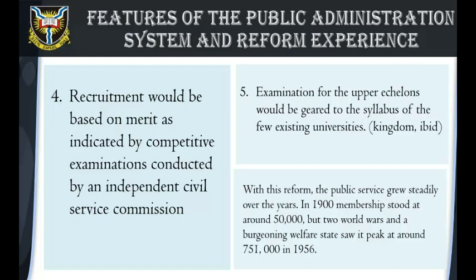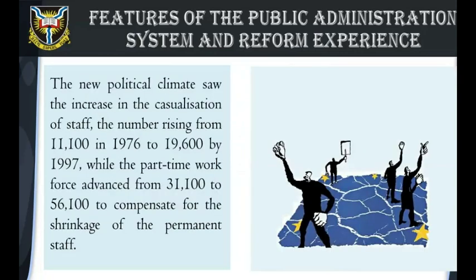With this reform, the public service grew steadily over the years. In 1900 membership stood at around 50,000, but two world wars and the burgeoning welfare state saw it peak at around 751,000 in 1956. The new political climate saw the increase in the casualization of staff, the number rising from 11,100 in 1976 to 19,600 by 1997, while the part-time workforce advanced from 31,100 to 56,100 to compensate for the shrinkage of the permanent staff.